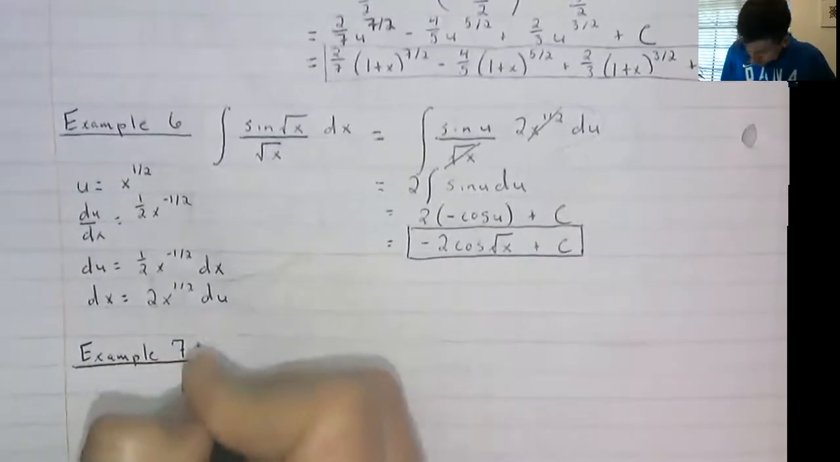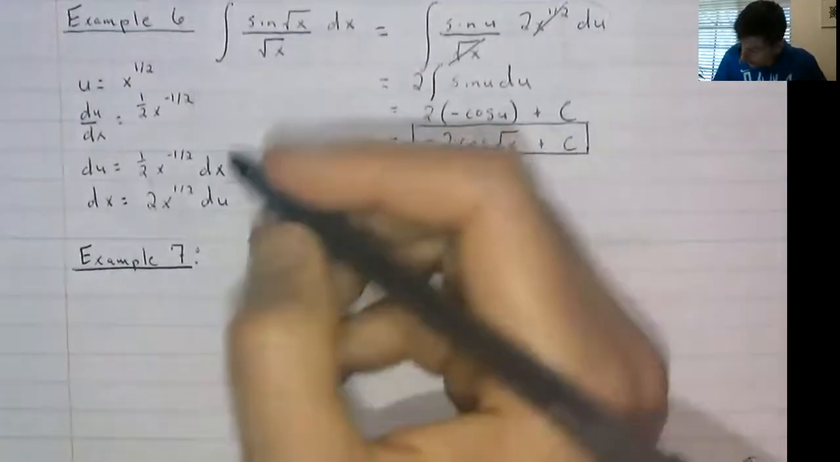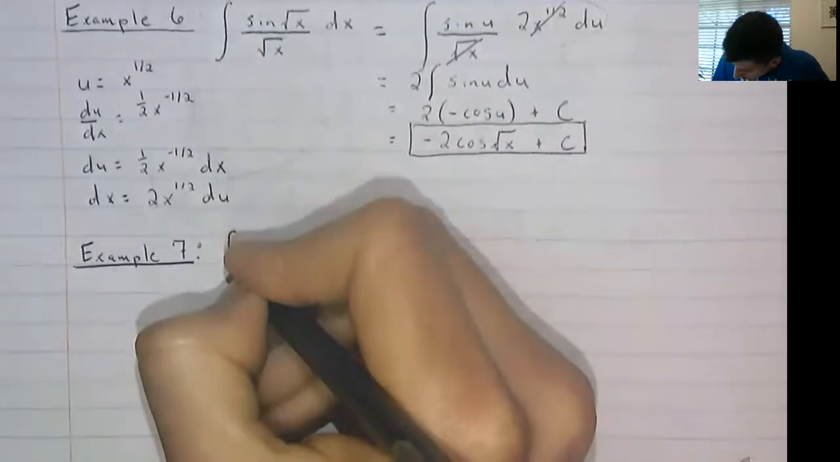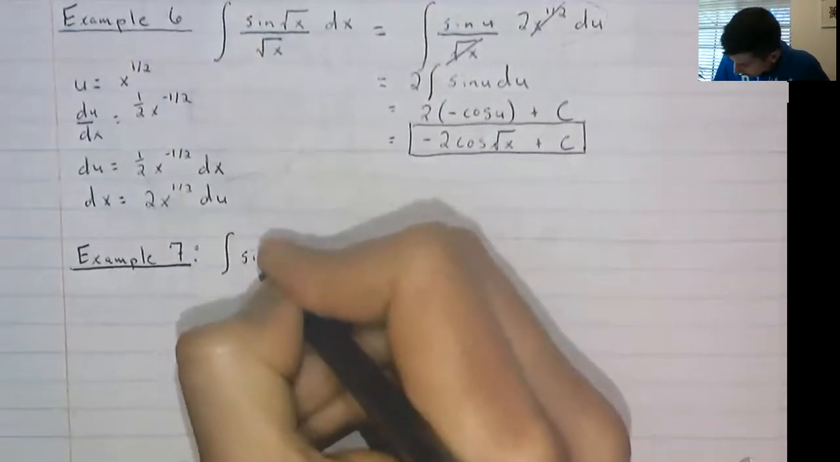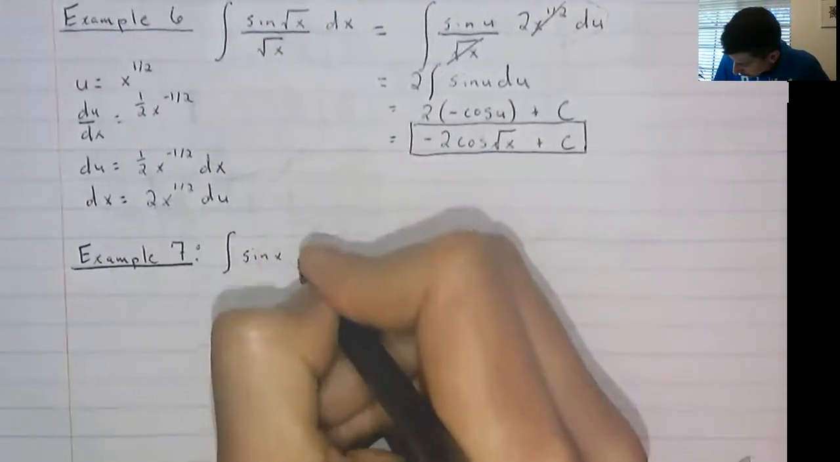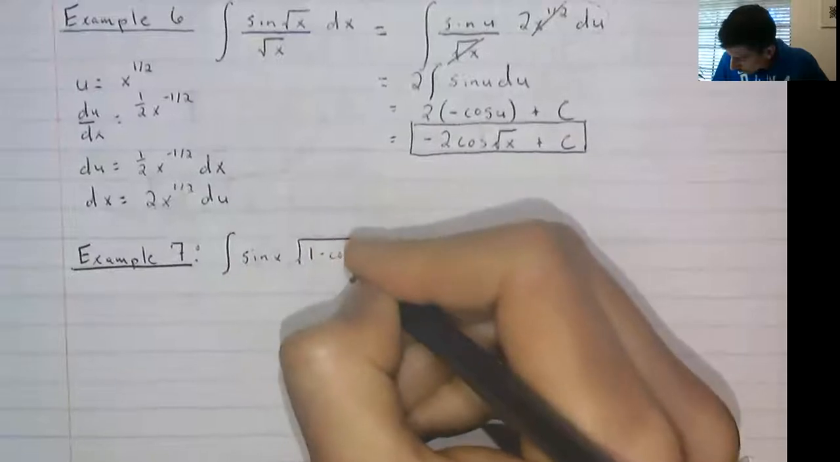What's going on in example 7? I guess just kind of a what-do-I-choose type situation. But we're okay. This one's not too bad. So we're going to have the antiderivative of the sine of x times the square root of 1 minus the cosine of x dx.